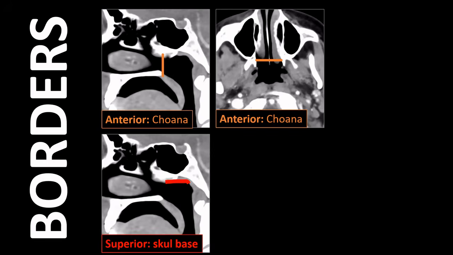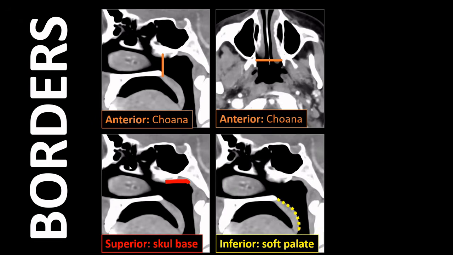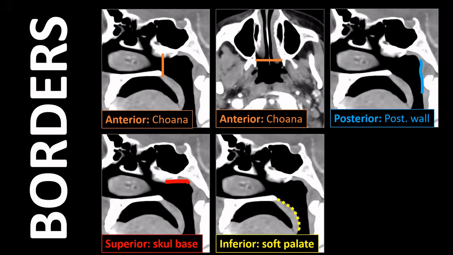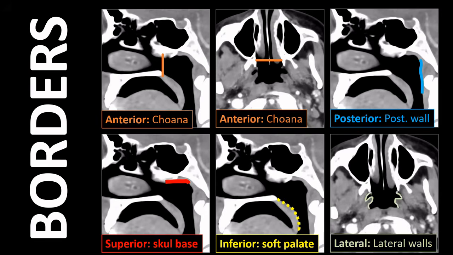The superior border is formed by the skull base, the sphenoid bone, and part of the clivus, and the inferior border is formed by the superior surface of the soft palate. The soft palate belongs to the oropharynx, not to the nasopharynx, which is also important to know. Then finally, the posterior border is formed by the posterior wall of the nasopharynx, and the lateral borders are formed by the lateral walls. And these are mucosal surfaces lining the nasopharynx.